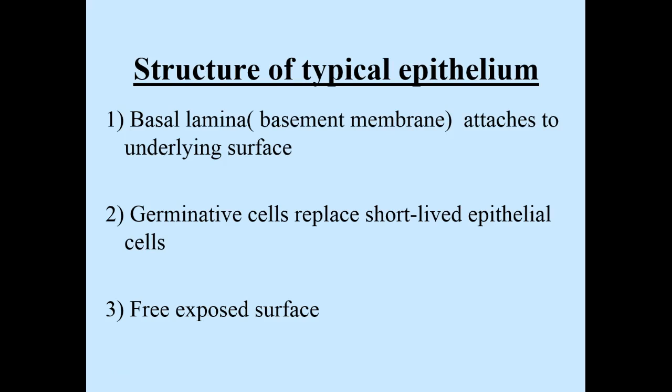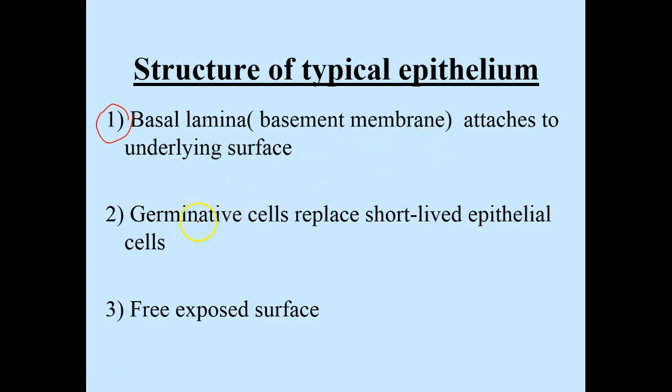Some typical structures that you're going to see in a typical epithelial are a basal lamina or a basement membrane. All right. What that means is that it's going to have kind of like a basement. There's going to be a layer underneath it. I will point these out.